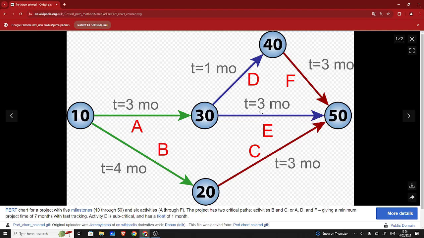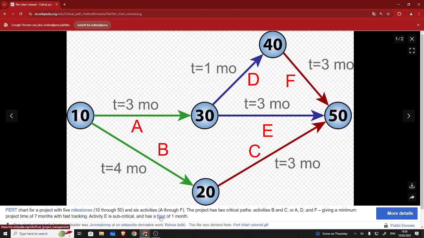You can move back and forth, so it's not crucial. You have to immediately start, but if you want to, you can do this in 7 months. This can be done in 7 months. And this means that this task E can be done on months 4 or 3. Doesn't really matter too much. And maybe month 3.5, and then it will still be okay. So it has a float.